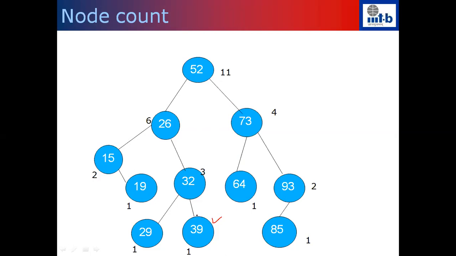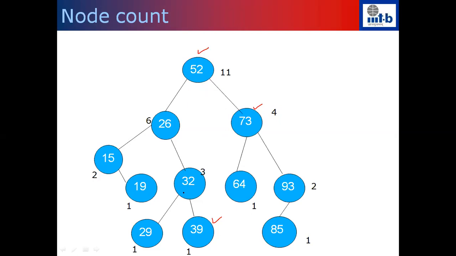So if I give you 39, how will I find the rank? I start at this particular node. What will be the rank of 52? How do I know? All the numbers which are bigger than this are on the right hand side. If you just look at the count on the right side, this is 4. That means that in this subtree, there are exactly 4 numbers which are greater than 52. So the rank of 52 is actually 1 plus the number of nodes which are bigger than this.